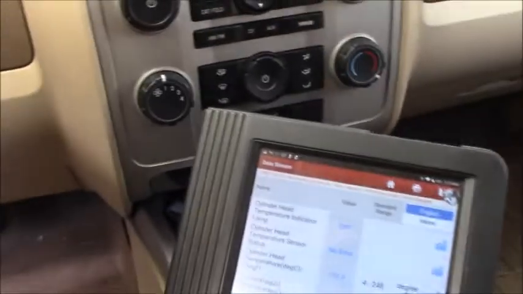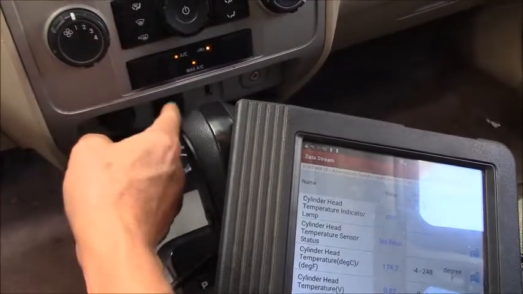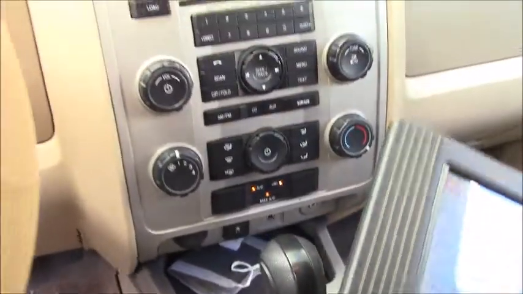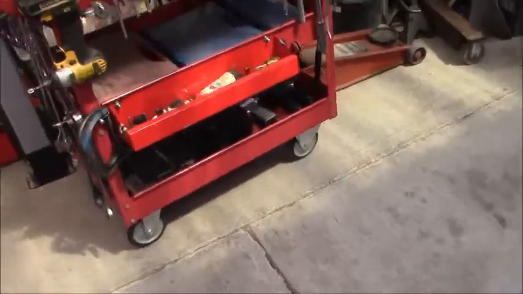I wanna turn on the AC. Yeah, the AC is on, guys. Let's go under the hood and see if the fan turns on when we turn the AC on or not. If the fan motor is dead, the car will be hot.